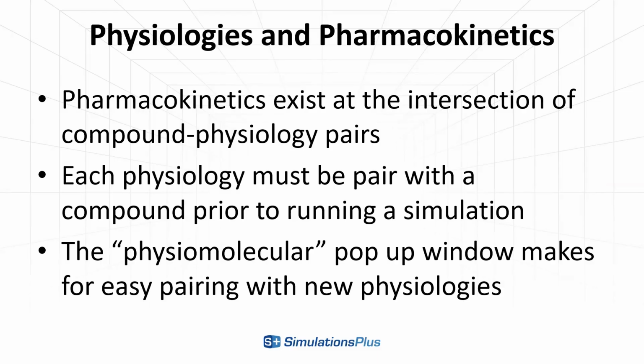An important note is pharmacokinetic parameters exist at the intersection of a compound and physiology pair. And what this means is when we create additional physiologies, before we can use them in a simulation, they must be paired with the compound so we have pharmacokinetic properties for that compound and each physiology. And we will see in the example today what is called the physiomolecular pop-up window that makes for easy pairing as we create new physiologies.